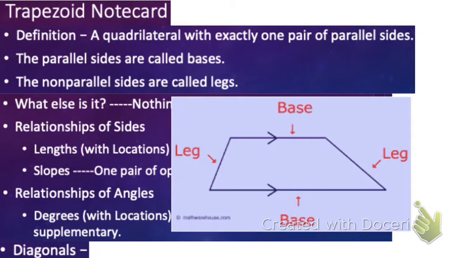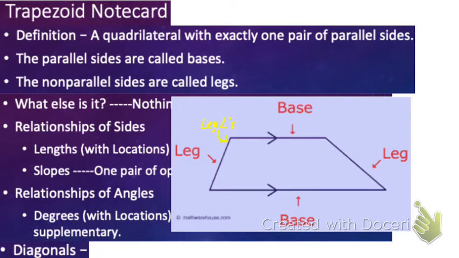Now, when we say there are two pairs of consecutive angles that are supplementary, meaning two pairs of consecutive angles add to 180, it's going to be the two angles connected to the legs. So, in this case, it's going to be this angle and this angle. I will call them the leg angles.